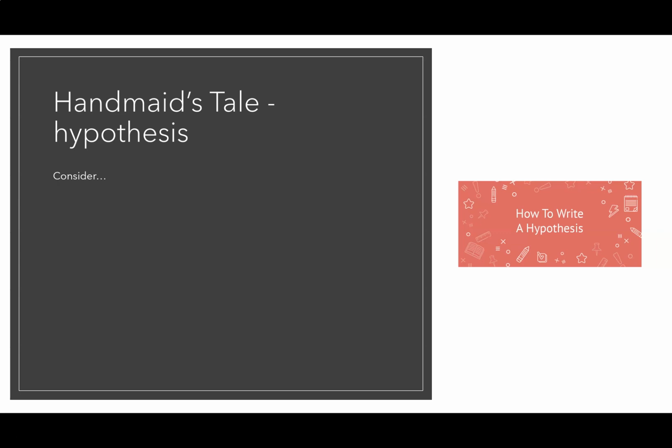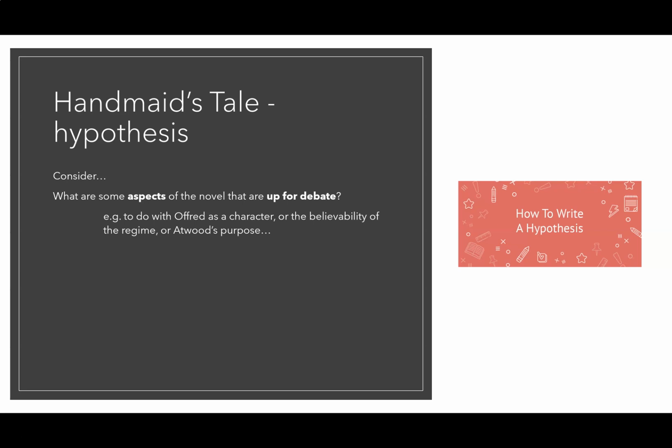Okay, so if we look at our hypothesis, then essentially you want to consider what some aspects of the novel are that are up for debate, and therefore you can take a stand on. So you might look at Offred as a character, how believable the regime is, or what perhaps Margaret Atwood's purpose was, and you could form a hypothesis based on that.